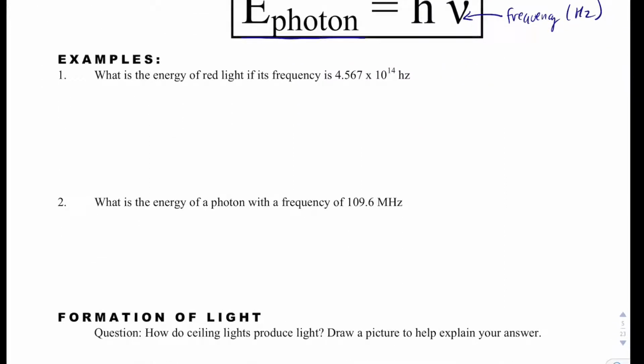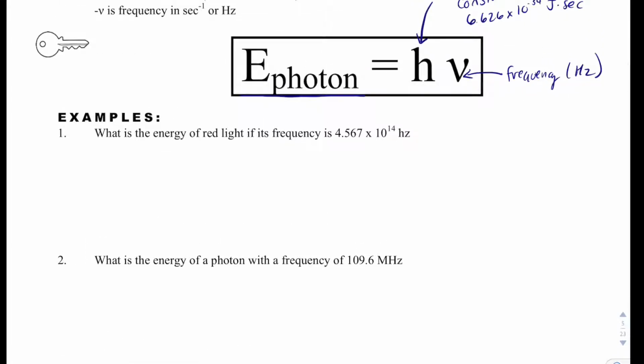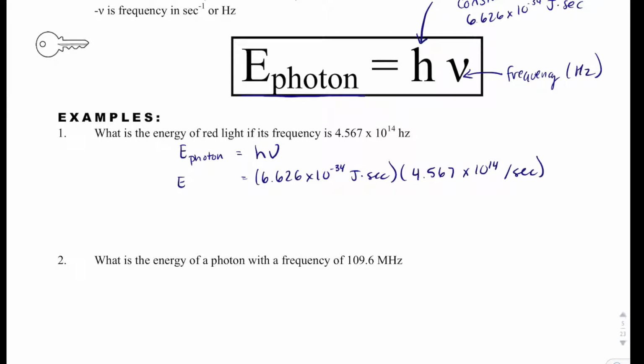Okay, so our first example here says, what is the energy of red light if it has a frequency of 4.567 times 10 to the 14th hertz? So the energy of one photon is equal to Planck's constant times its frequency. We know Planck's constant is 6.626 times 10 to the minus 34 joules times seconds. We'll multiply it by the hertz, which is 4.567 times 10 to the 14th per second, equals the energy of our photon.